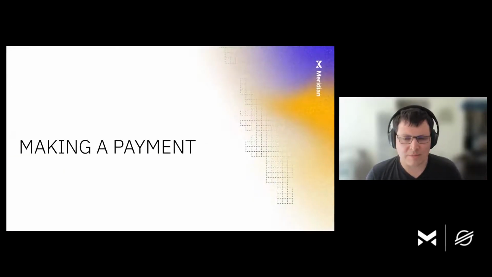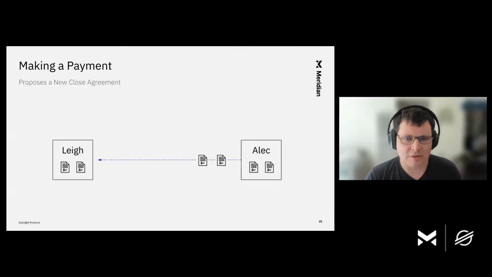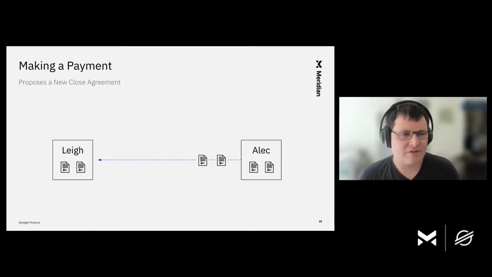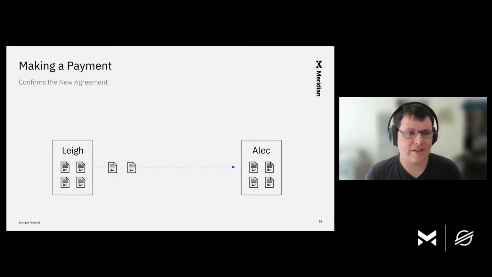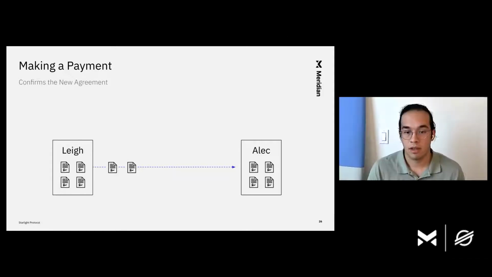Let's have a look at what's happened in the background when we made the payment. So when Alec paid me $4,000, he proposed a new close agreement that superseded the agreement that we signed when opening the channel. When I received the new agreement, I checked that it increased my balance and then signed and returned my signatures back to Alec. And we're exchanging the signatures for these transactions with a single message, which can be unsafe to do in some multi-transaction protocols. But we'll come back to this soon and explain why it is safe to do with Starlight.